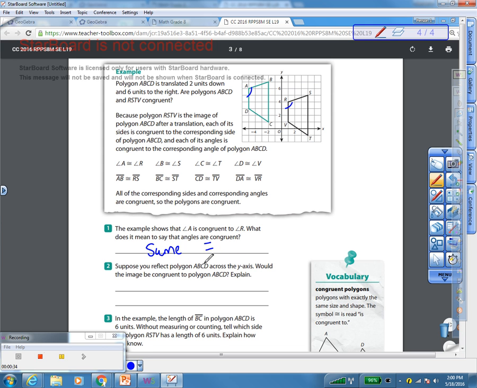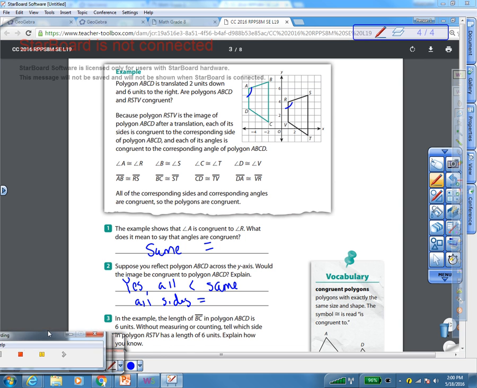Suppose you reflect polygon ABCD across the y-axis. So picture this flipping over the y-axis. Would the image be congruent to ABCD? And we would say that yes, they would be congruent. When you reflect an image, everything about it is the same. So all the angles, I'm just going to abbreviate here, all the angles are the same. There's your symbol for angles. And all the sides are the same, or equal.